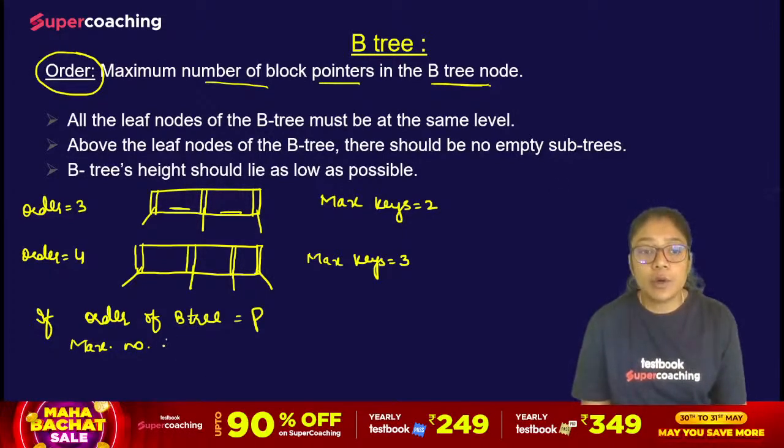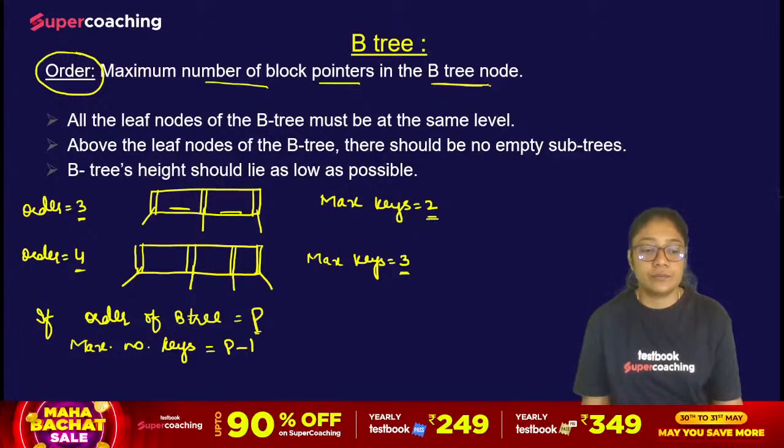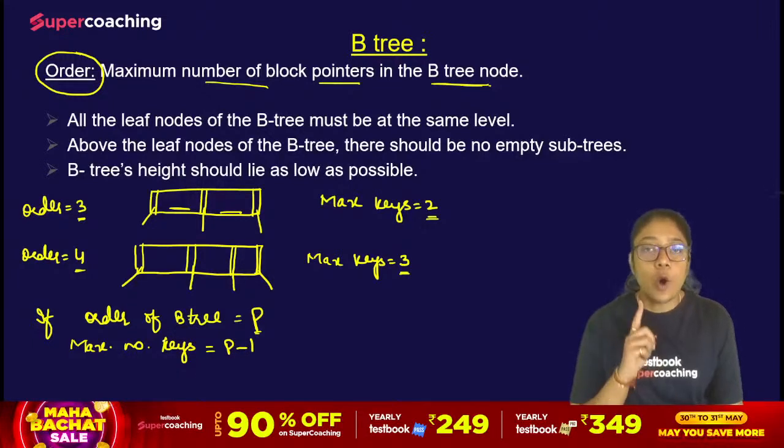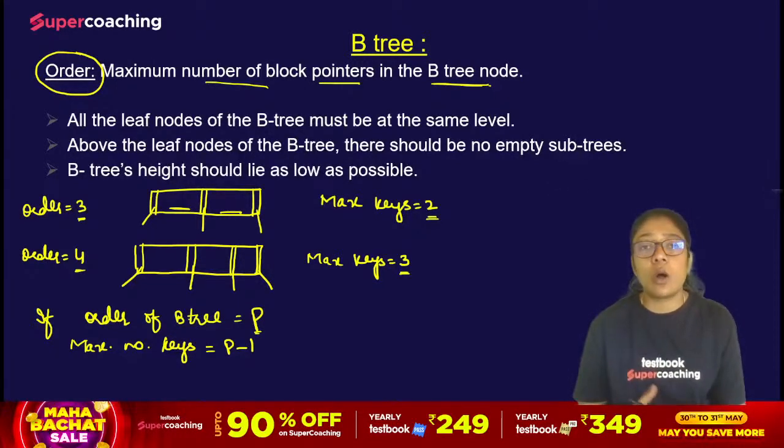So maximum number of keys possible will be, if the order is 3, it is coming out to be 2. If the order is 4, it is coming out to be 3. If the order is P, definitely it will be P minus 1. Okay, you will only be given the order. Nobody is going to tell you how many keys, maximum number of keys you can store in a node, or what will be the minimum number of nodes.